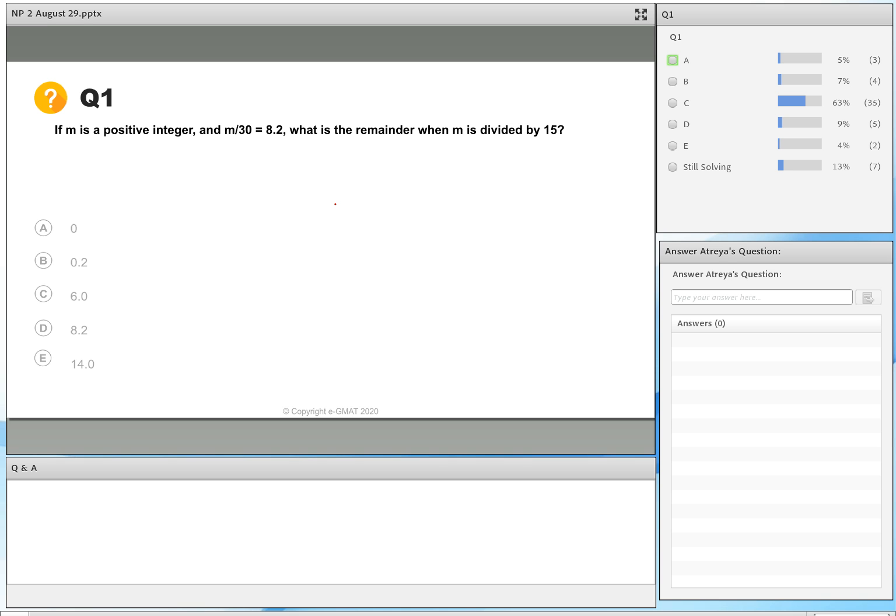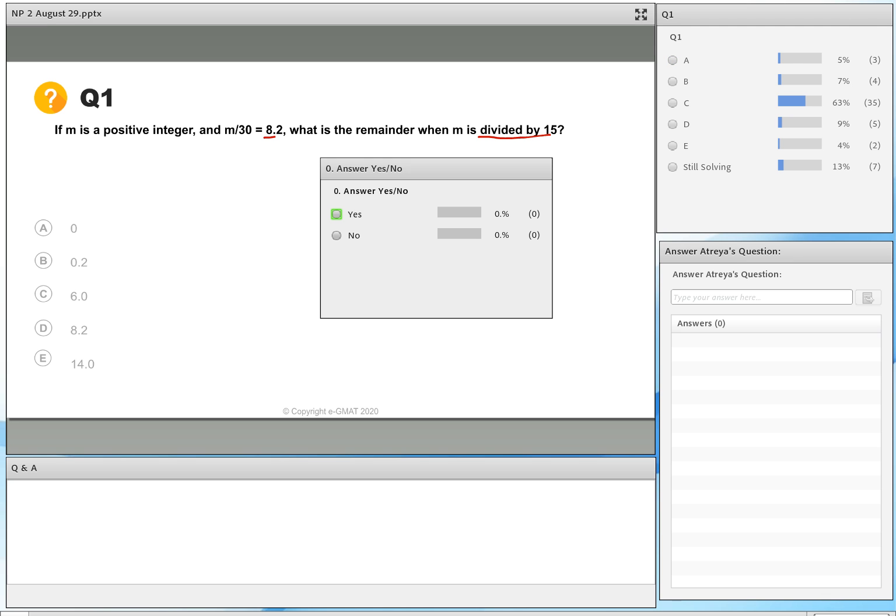So what do I have? If m is a positive integer and m by 30 is equal to 8.2, what is the remainder when m is divided by 15? This is what my question is, right? Now, very honestly, and all of these are very honest, I want all of you to answer honestly. How many of you calculated the value of m? By that I mean, calculated m to be equal to 30 times 8.2 and then solved out the remaining part? How many of you did that?